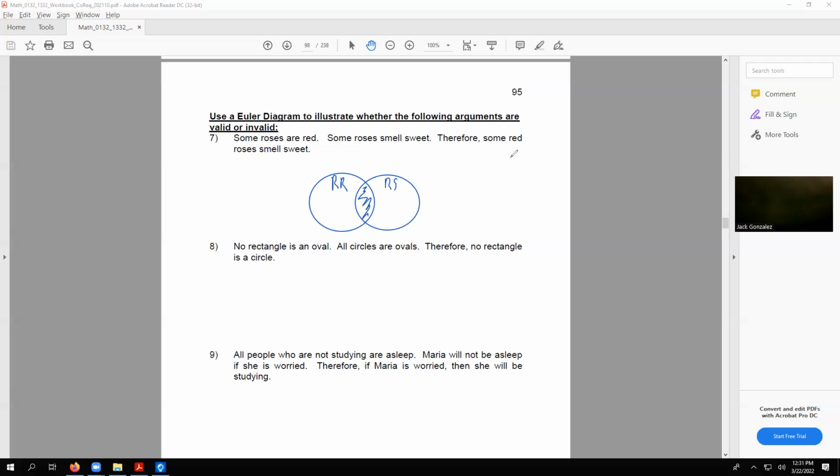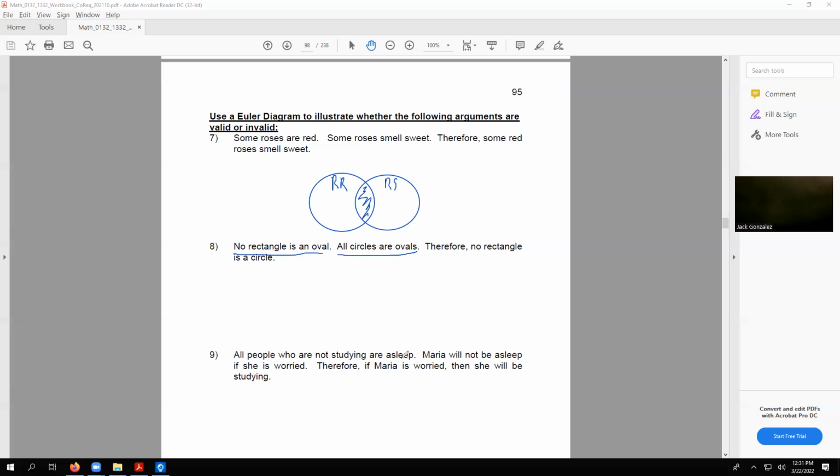Like number 8, it says no rectangle is an oval. So that's an absolute statement. All circles are ovals. Therefore, no rectangle is a circle. So that is super clear. You gave me two strong statements and the conclusion is true. I would say 8 is valid without question. 7, I want to say yes, but there's not enough for me to be super sure like number 8.